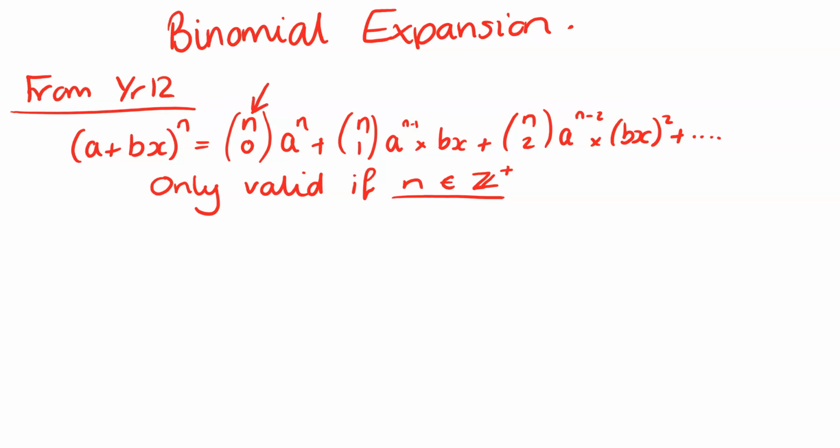So what we have to do is, if we want to do any expansion that doesn't have a positive integer, for example something to the power of a half or to the power of -2, that kind of thing, we can't use this formula.